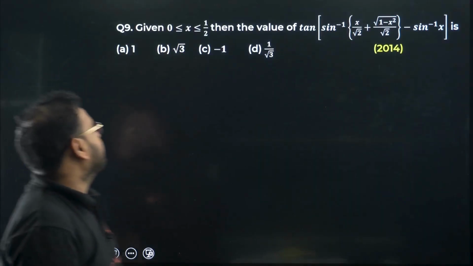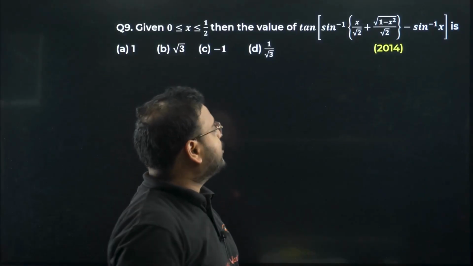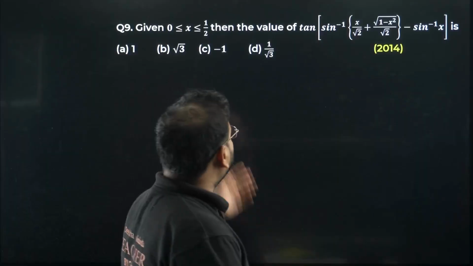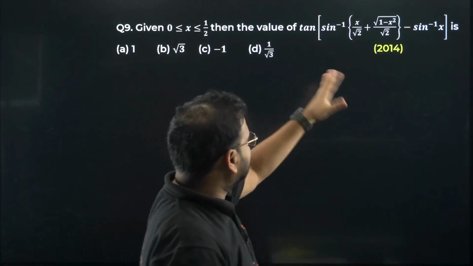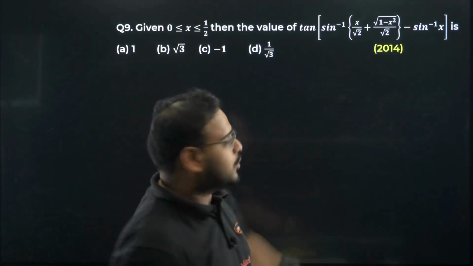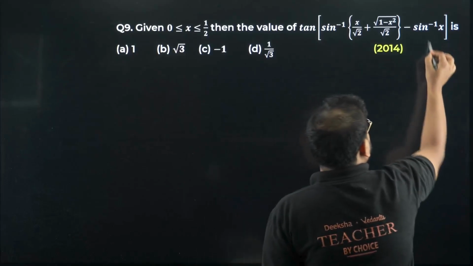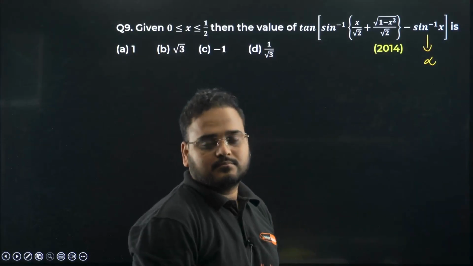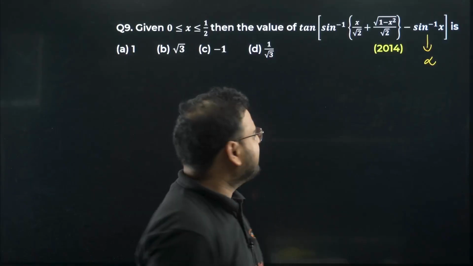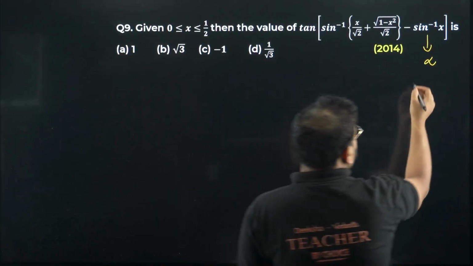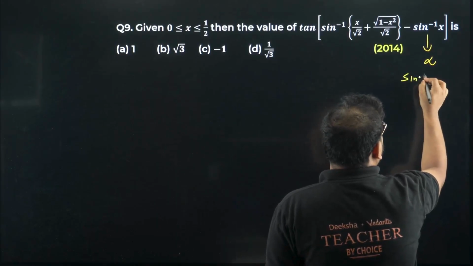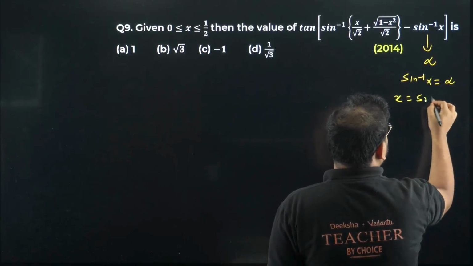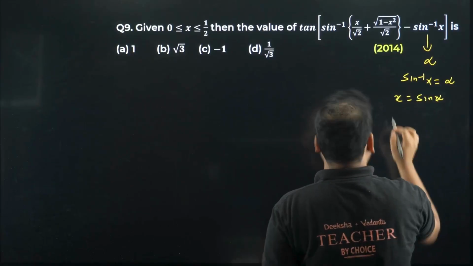Given x lies from 0 to 1 by 2, let's solve this, okay? Find the value of tan of sine inverse of x by root 2 like that. Difficult? Not at all. Just do one thing. Take this value as an angle alpha. What is alpha? Some angle. So if it is the case, I get the sine inverse of x as alpha. It means x equals sine alpha.